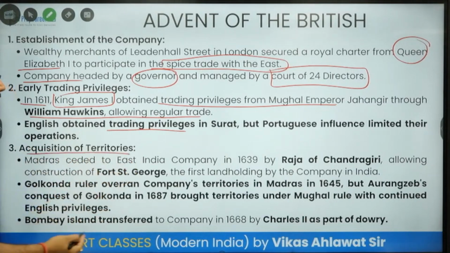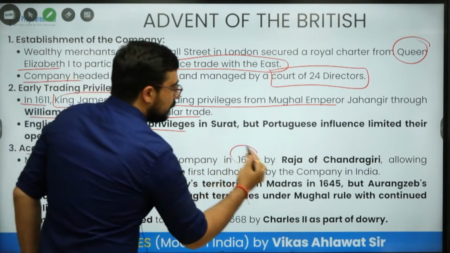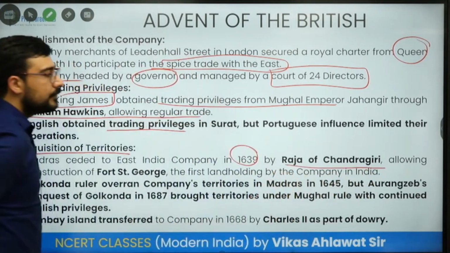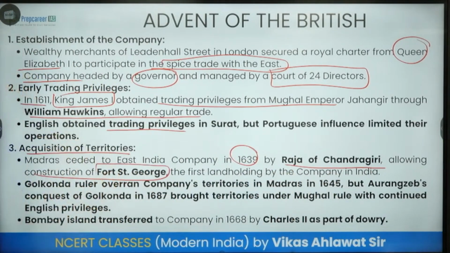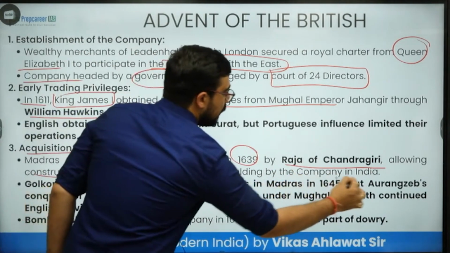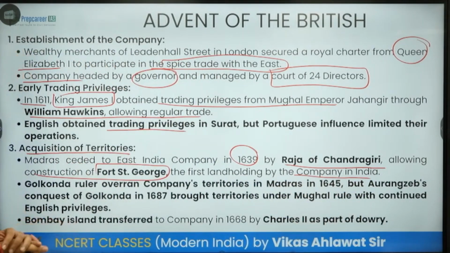Acquisition of territories. So in 1639 from the Raja of Chandragiri, they got the right to create Fort George, and this was the first land holding by the company in India. You will keep this in mind. And this was the area of Madras. Who gave them? Raja of Chandragiri. It was given by the Raja of Chandragiri.